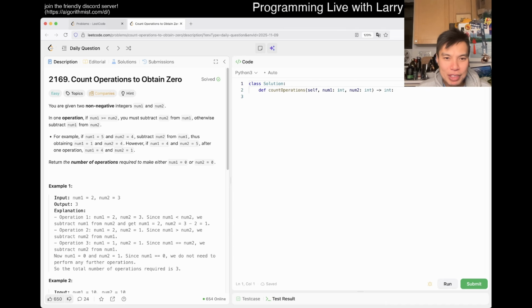Anyway, all right. Today, let's get started. Today we have Count Operations to Obtain Zero. You have two numbers. In one operation, you must subtract num2 from num1 or the other way around. So basically, you subtract the smaller one from the bigger one, right? I guess that's probably right.